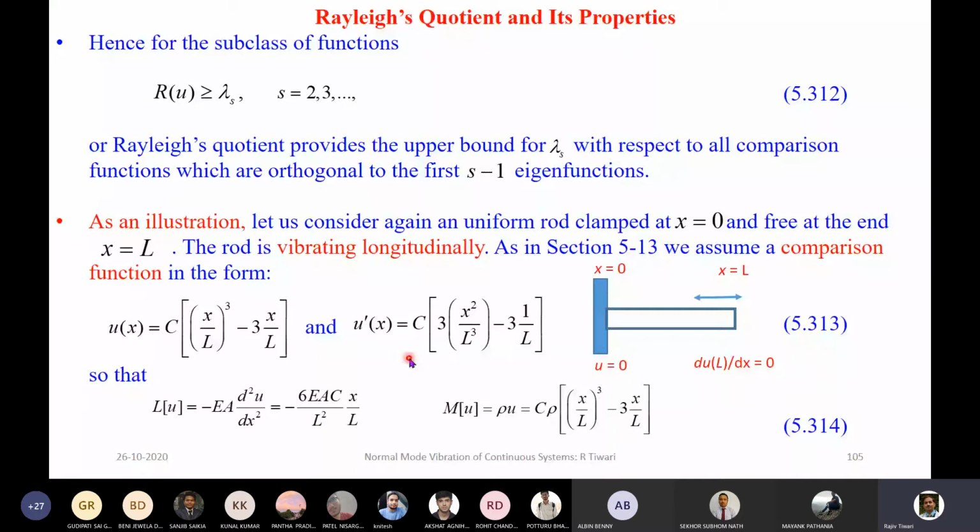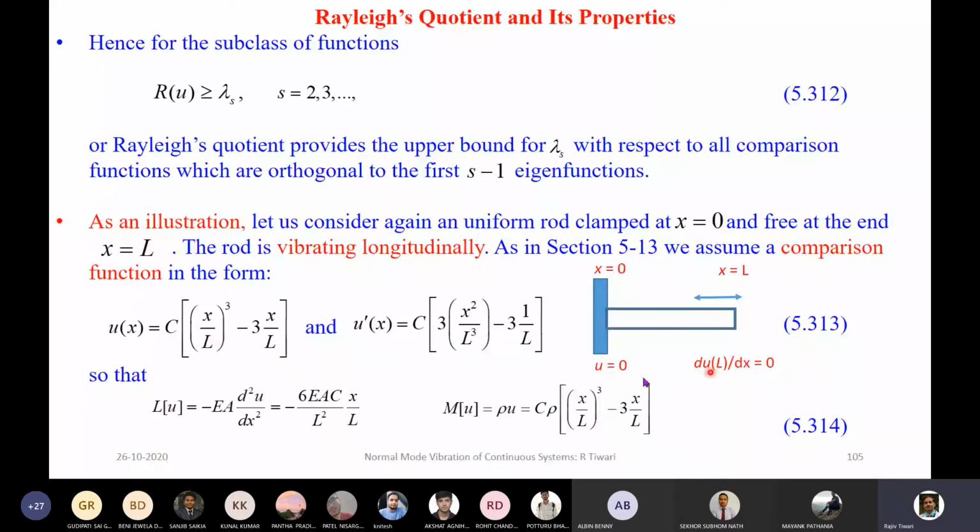There can be different functions we can choose. Initially it will be difficult to guess, but as we get familiar with the functions, especially polynomials, and how to rearrange them so that you are able to satisfy this kind of boundary conditions, then we can choose them. So this is arbitrarily chosen, but it is satisfying the boundary conditions of the problem.